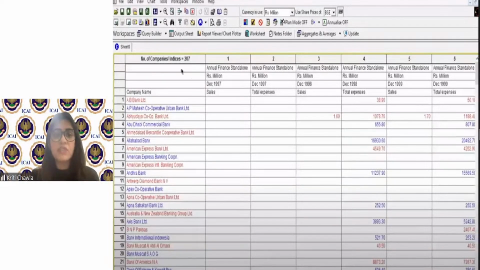So what it'll do is, for these 207 companies, it's going to give you the sales figure. It's going to give you total expenses. Then for the next year also, it says 1998 because it's an old screenshot. So for these particular 207 companies, this is the sales, this is the total expenses. Then for the third year also, it's going to give you sales and total expenses. Whichever year you want to use, you can choose. And then you can calculate the profit margin of these 207 companies.